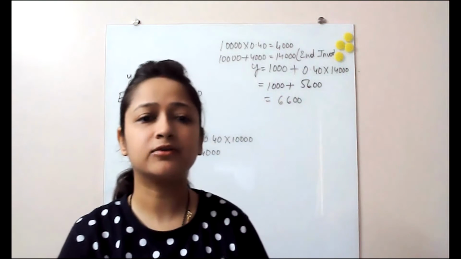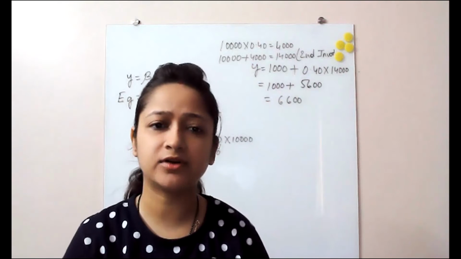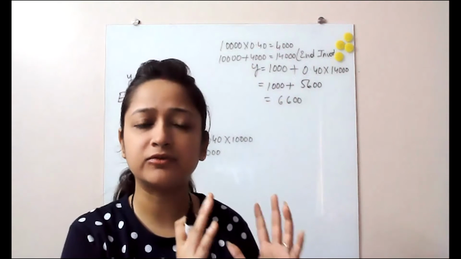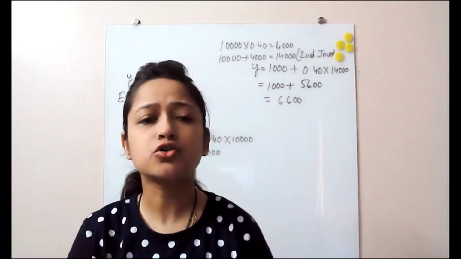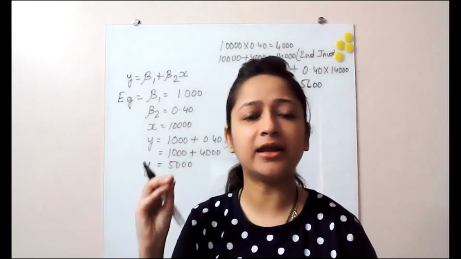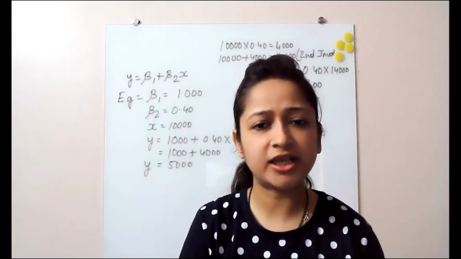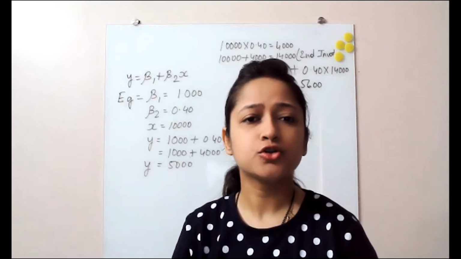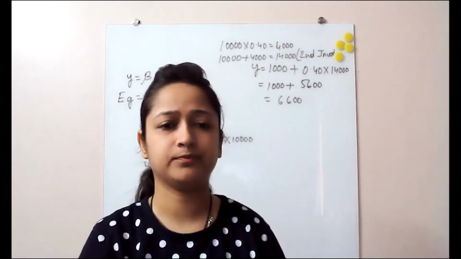So, if we invest 4,000 more, our profit will increase by 2,600. So, if our investment is 14,000, our profit will be 6,600. So, we can see that beta 1 and beta 2 are constant. They have not changed. But x changed, so y also changed. So, when we change our investment, we change our profit.